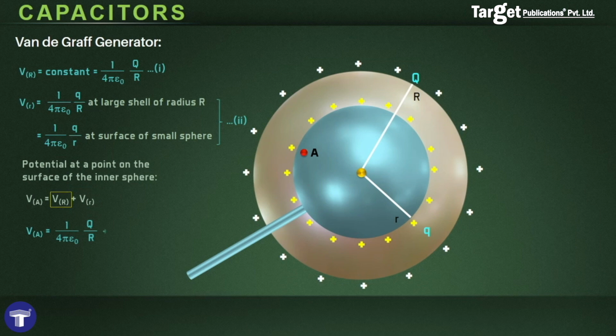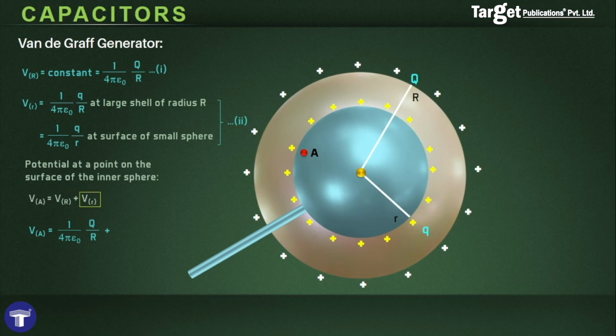The potential due to the smaller sphere on point A is the same as its potential at its surface. Since point A lies on the surface of the smaller sphere, its potential is given by the second equation in equation 2. That is 1 upon 4 pi epsilon naught Q by r.